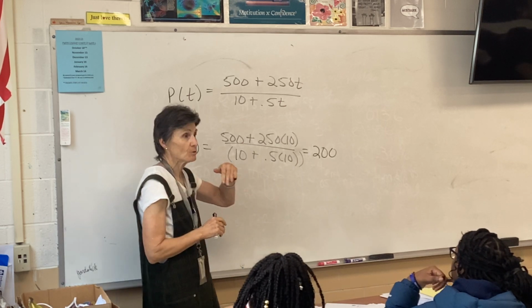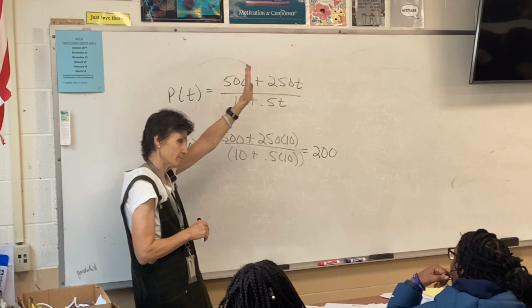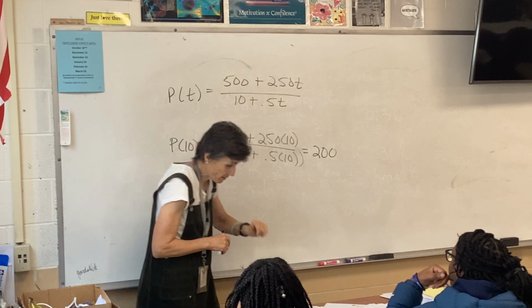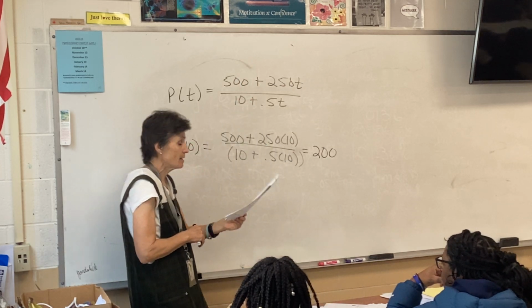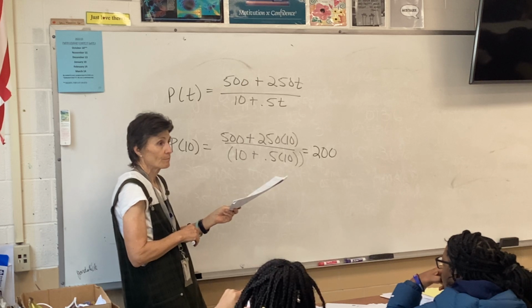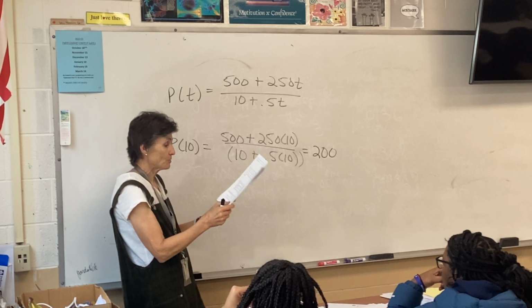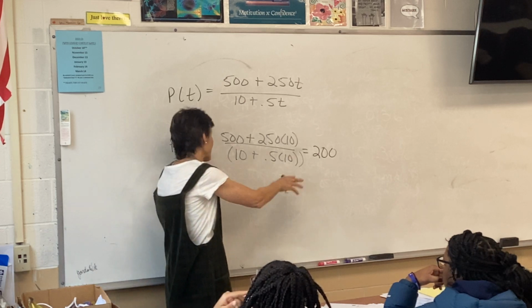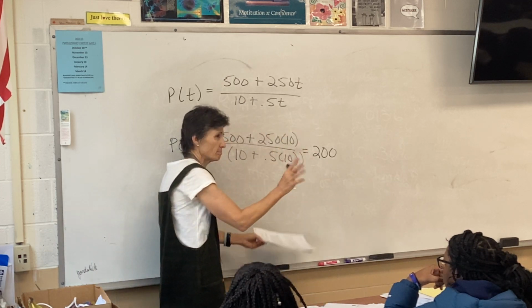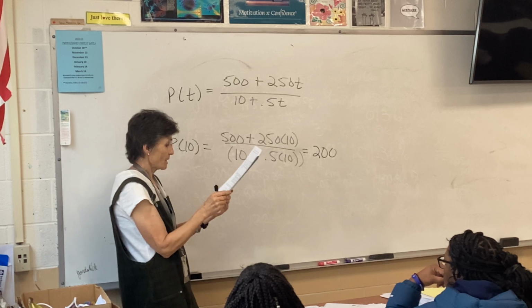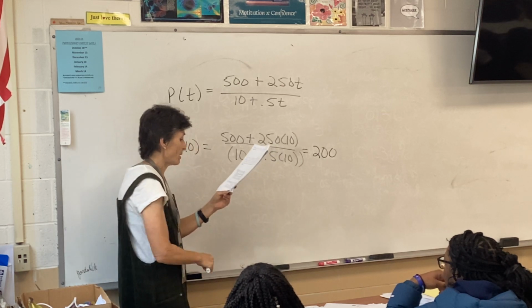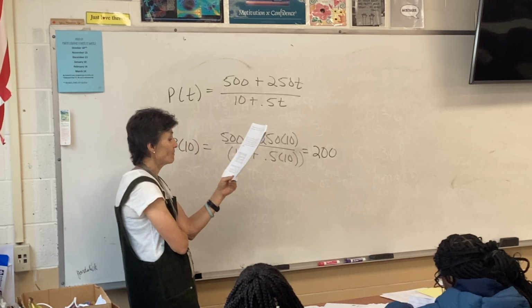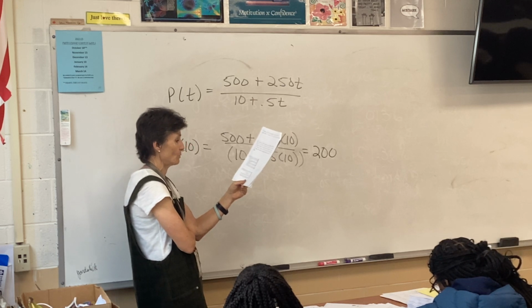So did anybody else get 200? Mm-hmm. Yep. Okay, good. 200. So how many bears are there when t is 10? There are 200. I am not going to do the rest of that because if t is 40, don't I do exactly the same thing? I just put in 40. That's easy. Does the graph of the bear population have a horizontal asymptote?